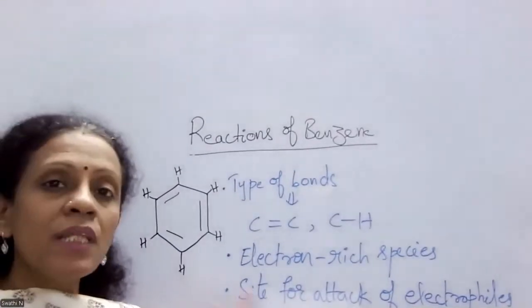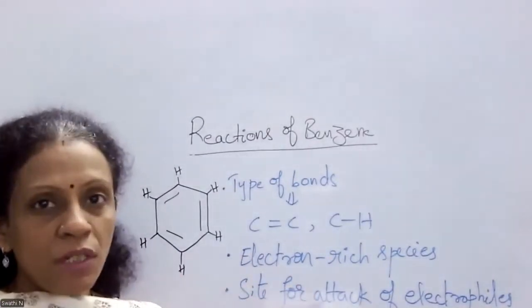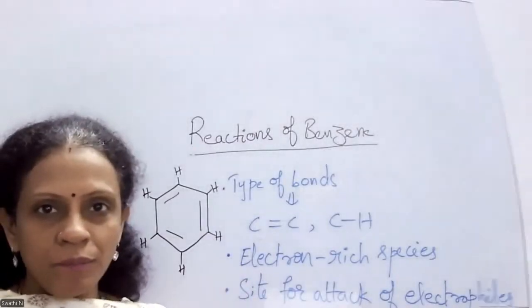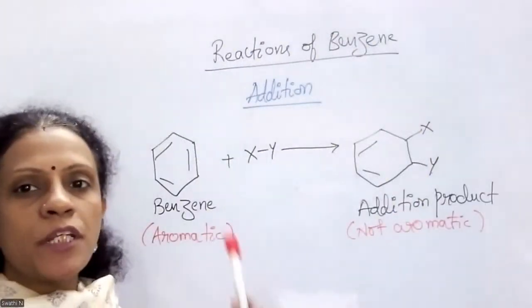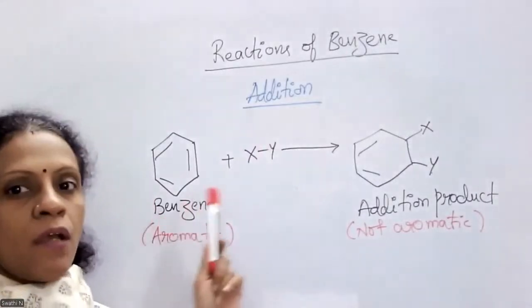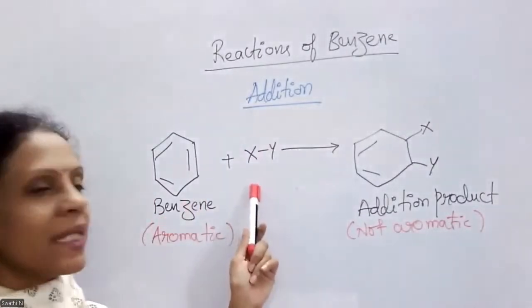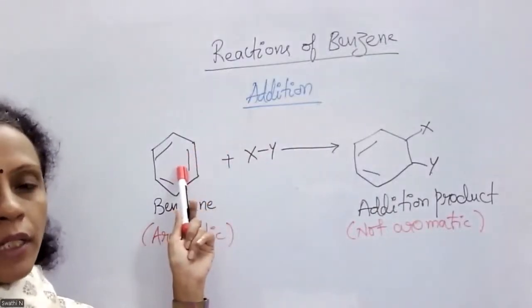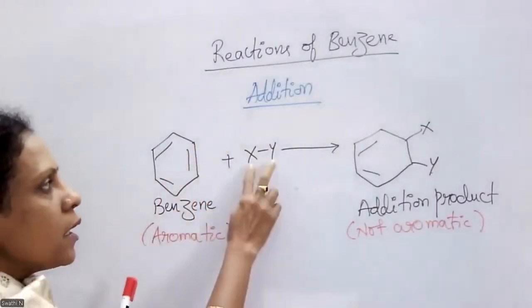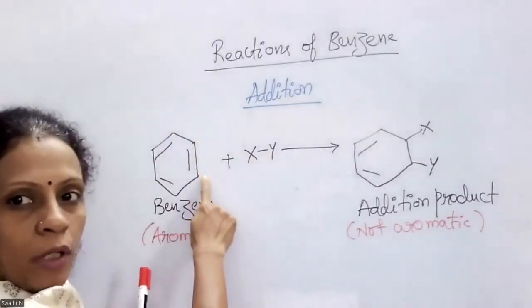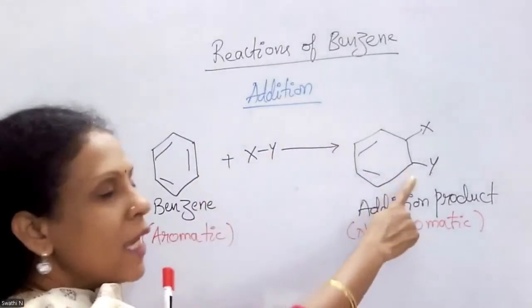Now the question is whether benzene undergoes electrophilic substitution reaction or electrophilic addition reaction. Let us clarify that. Let us first consider the possibility of addition reactions. Here is the structure of benzene. When we add a reagent such as XY, the added reagent will attack the doubly bonded carbon atoms. Both the groups present in the reagent will be added across the double bond, and that is how we get the corresponding addition product.